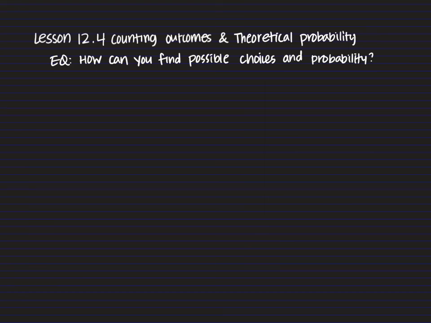Lesson 12.4 is on counting outcomes and theoretical probability. The essential question is: how can you find possible choices and probability? So we'll take a look at a couple of different things. First, we'll have to know what the counting principle is, and also theoretical probability, which you may have worked on for one of those stations for probability.